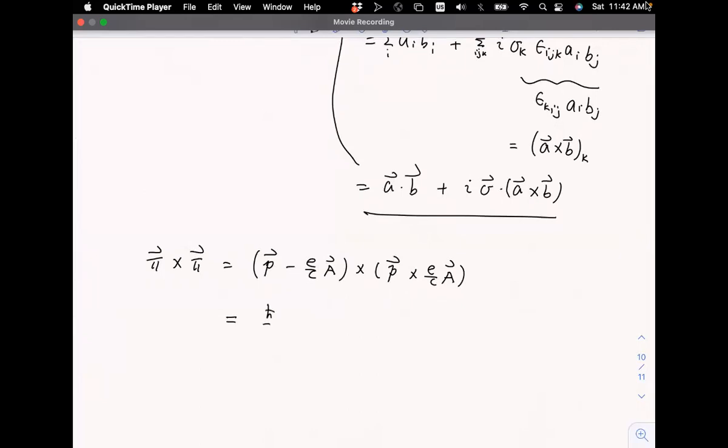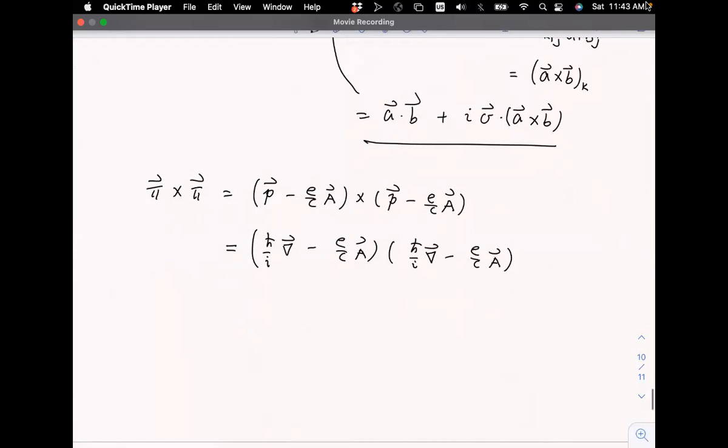A more careful way to deal with it is just to use the derivative. So this, and then this will be, sorry, this is minus, and then this will be e over c, a. e over c, a. And then you expand it.